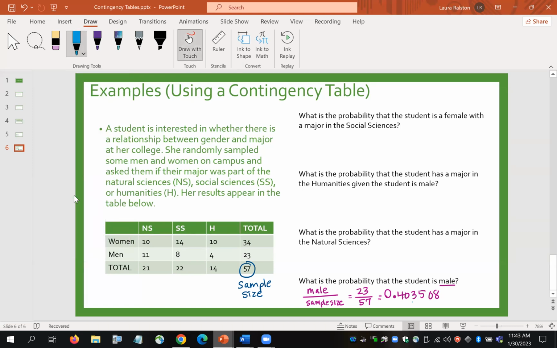3 places. You got a 5 next door, so it bumps it up. It's 0.404.